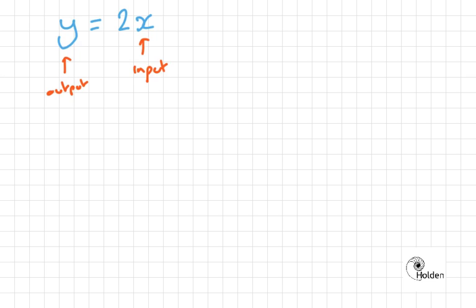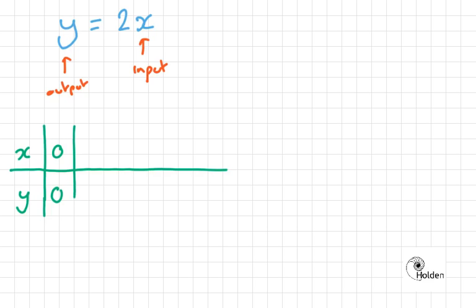So we're going to create a table. We're going to create a series of values. We're going to choose our x value. So let's say x is 0. When x is 0, we then times it by 2. 2 times 0 is 0. We have an input of 0. We have an output of 0.